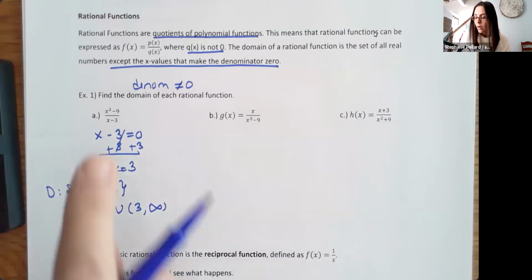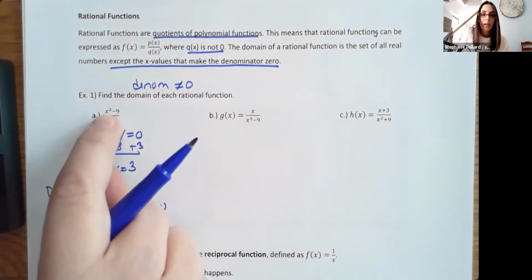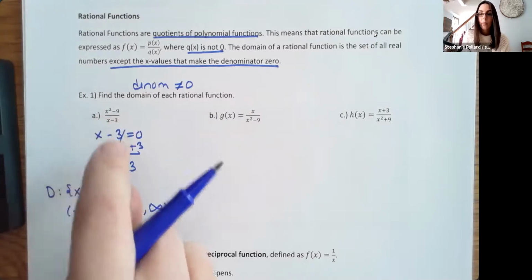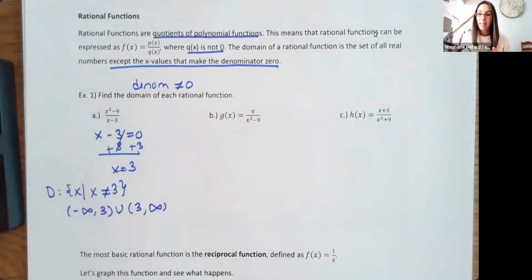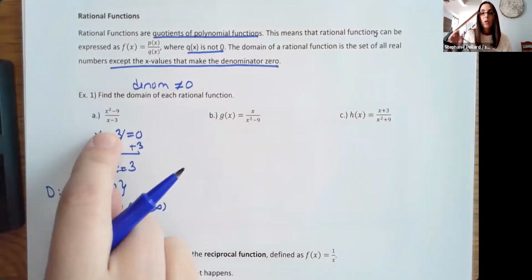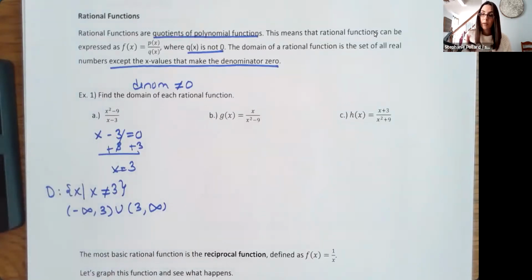It's worth noting here that if you were to factor the numerator, you would get x plus 3, x minus 3. You may notice that the x minus 3 factor does cancel, but you still have to do the domain first. So even if you are simplifying your expressions and you're starting with a rational expression that looks like this, you still want to do your domain before you continue simplifying.